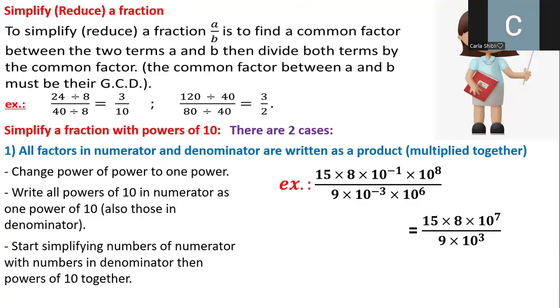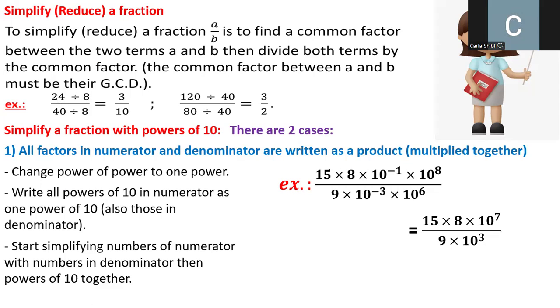Now, how we simplify or reduce a fraction. To simplify or reduce a fraction A over B is to find a common factor between the numerator and denominator and divide both by the common factor. And this common factor should be their GCD, their greatest common divisor. For example, 24 over 40. 24 and 40 can be divisible by 2. They can be divisible by 4, and they can be divisible by 8.